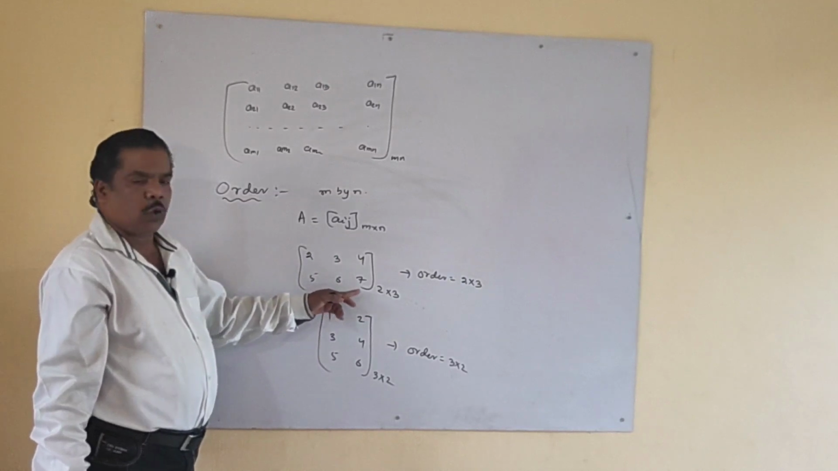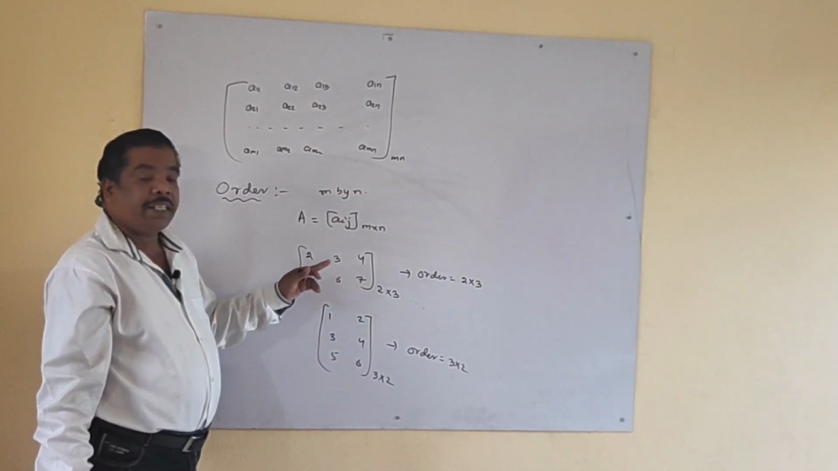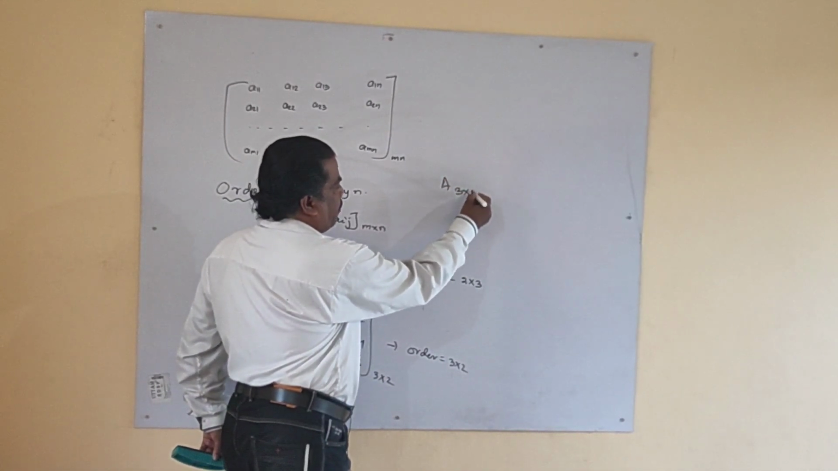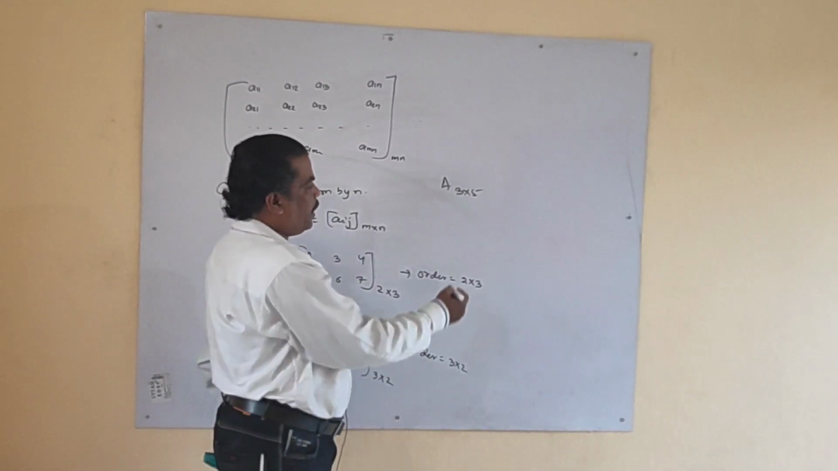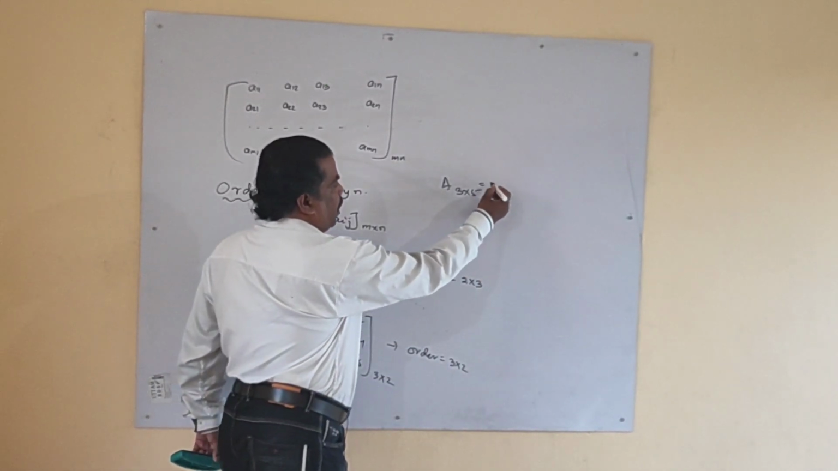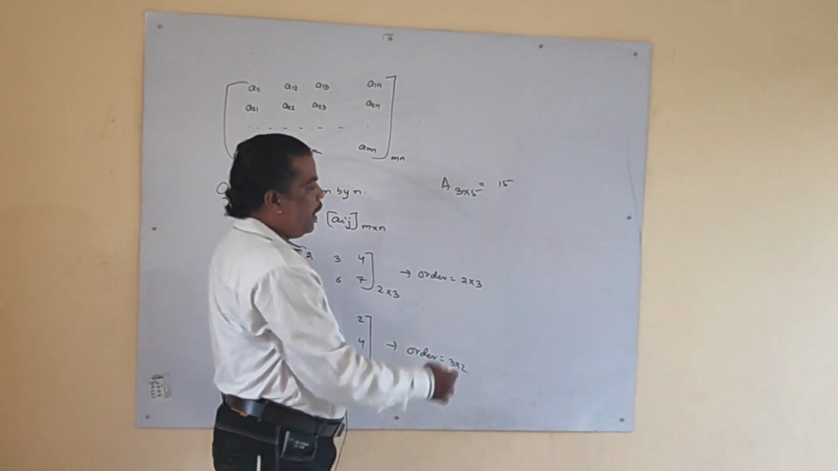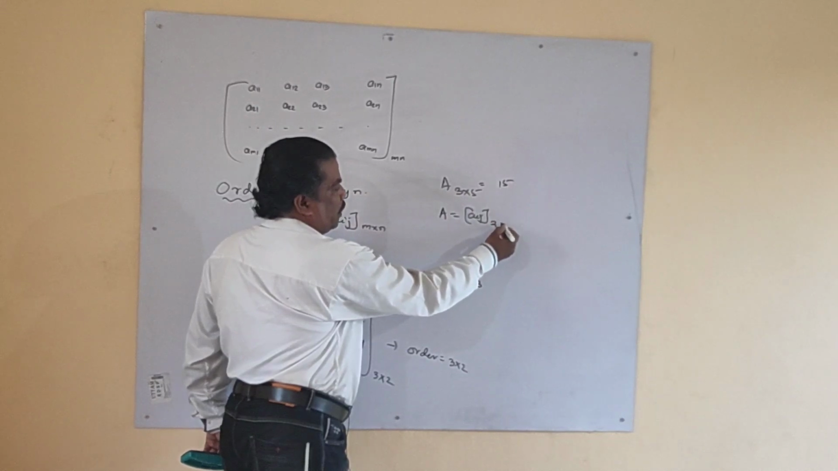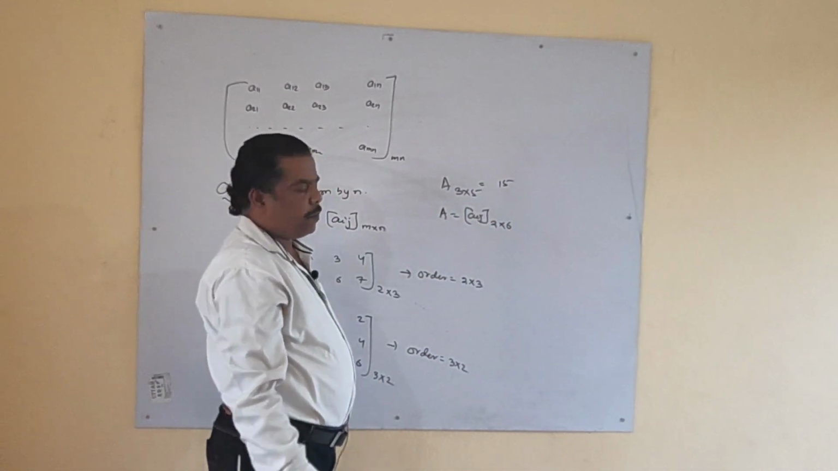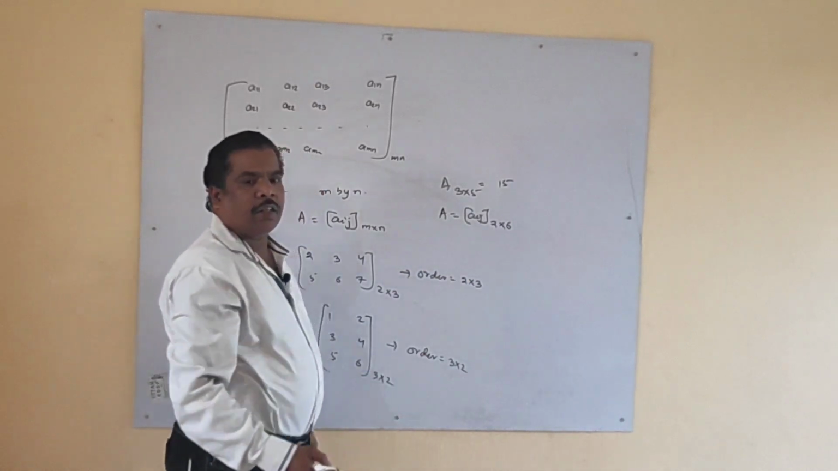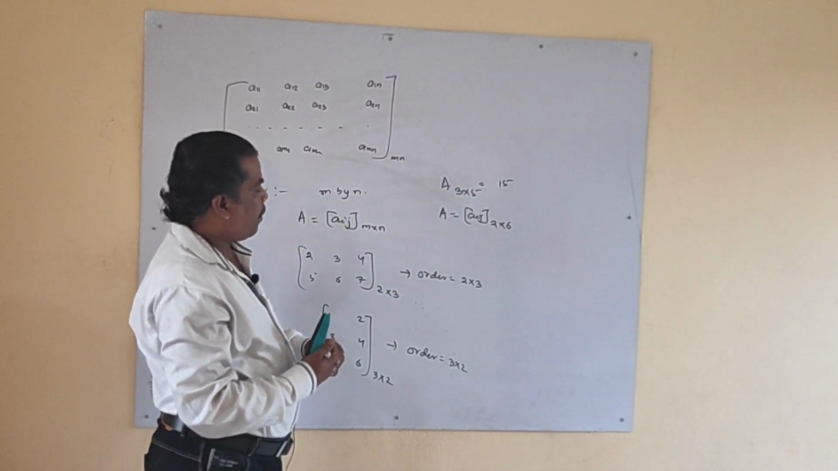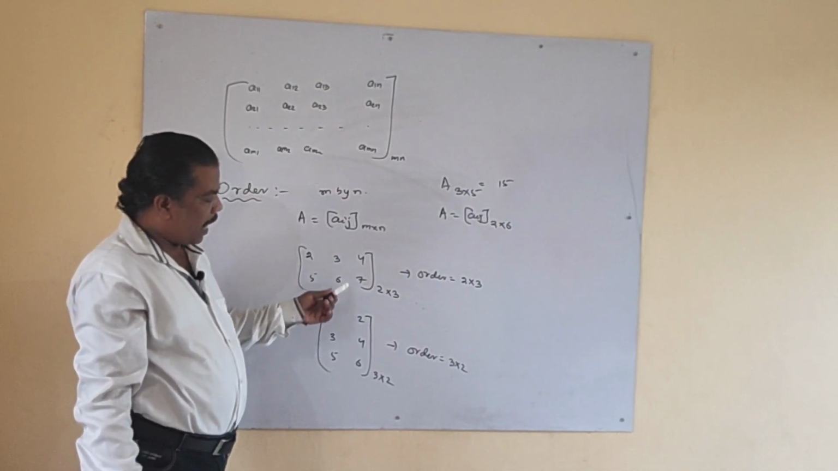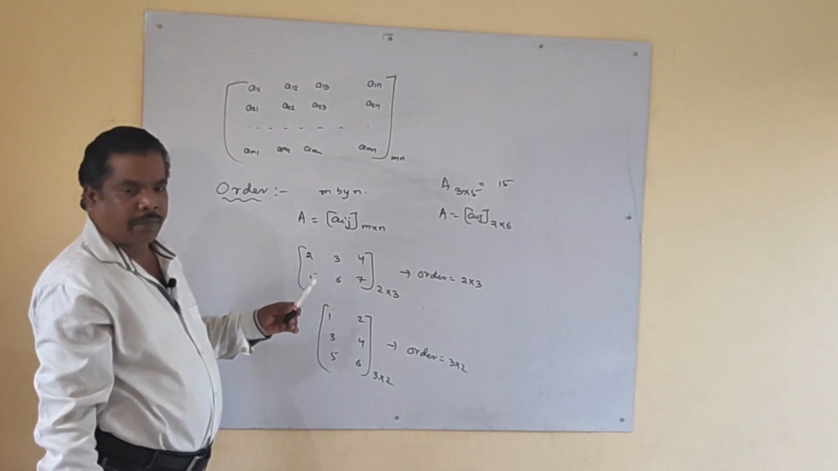And the order of a matrix shows how many entries are present in a matrix. Suppose a matrix has order 3 into 5. Hence it contains 15 elements. A matrix Aij with order 2 into 6, so the number of elements present in the matrix is 12. So from the order we can find how many elements are present in the matrix.